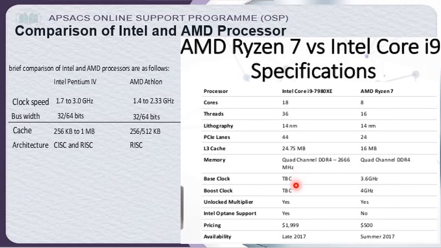And if you see the price, of course Intel processors are expensive as compared to AMD processors, because they don't have that much performance, which they are saying that we are creating the processor which is going to be utilized as an Intel processor. So if you see here, the availability date is late 2017 and summer 2017.